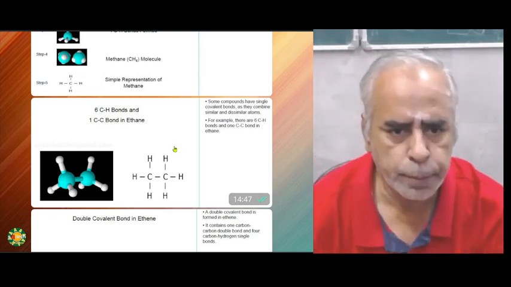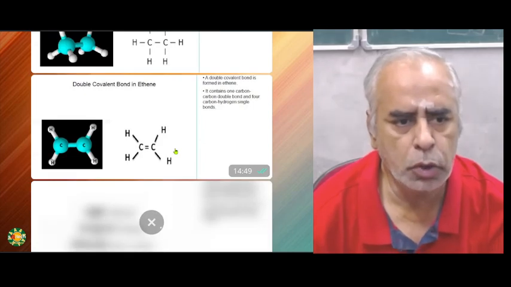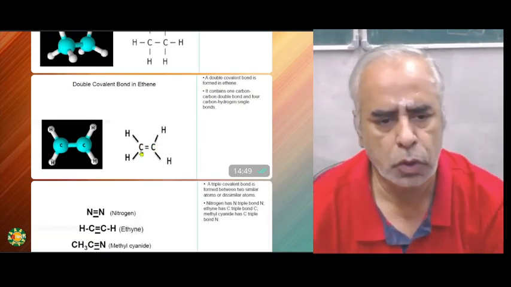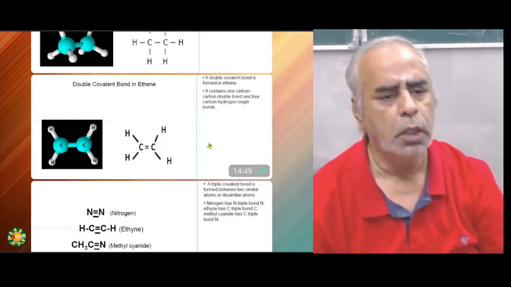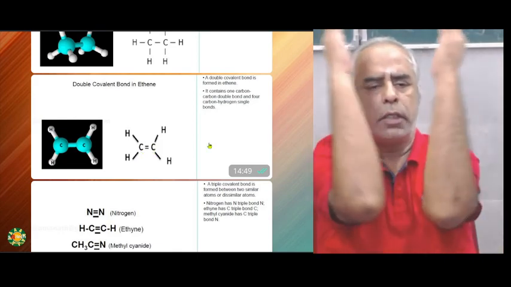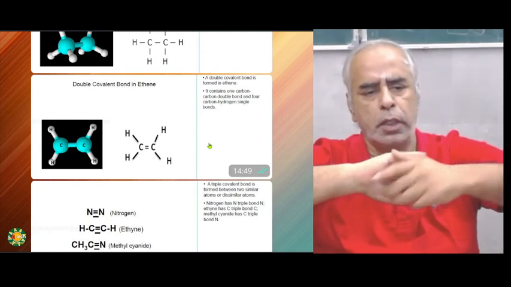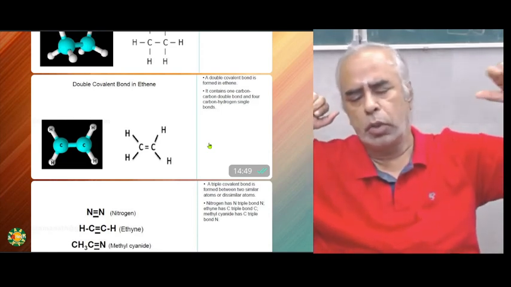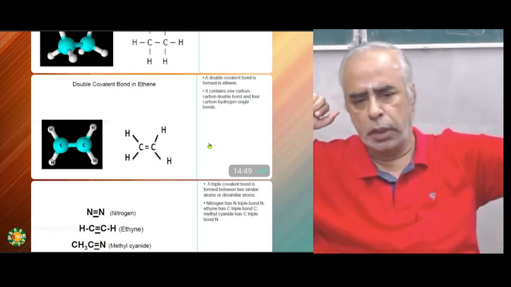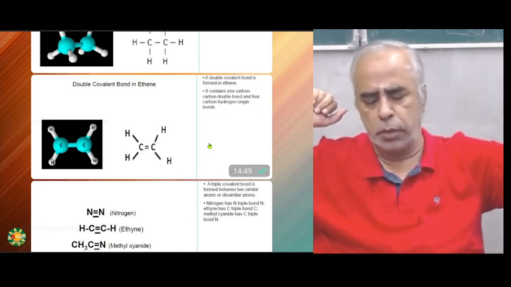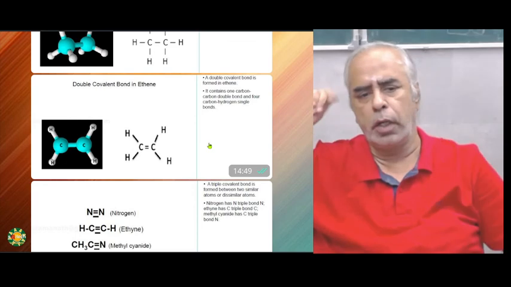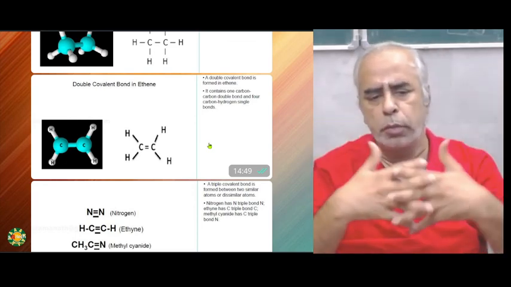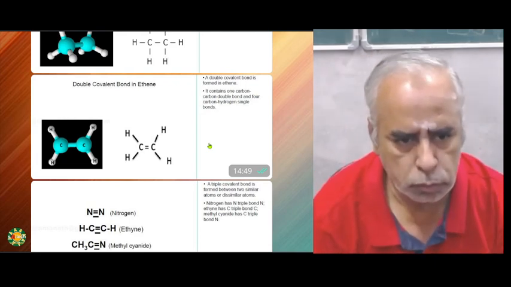Do you understand? Now let us talk about double covalent bond, where it is called ethene. You have got carbon, you have got another carbon. Now one is sigma bond, another is pi bond. So it is combined together as a double bond. So how many bonds are there? There are 2 bonds in a double bond. One bond is sigma, take down. One bond is sigma, another bond is pi. So together they are called carbon-carbon double bond. Do you understand?